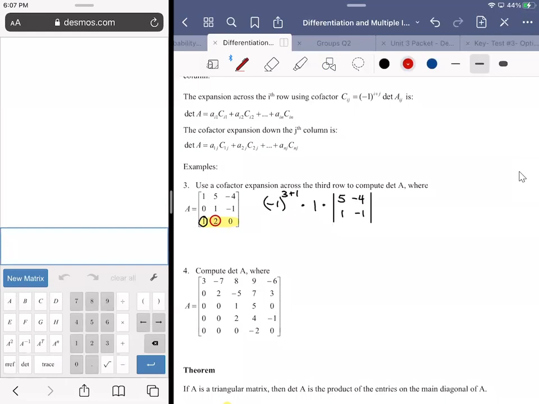The next entry is a sum. Let me get a different color here to represent the sum. The sum is going to be related to -1 to the 3 plus 2, row 3, column 2, multiplied by the entry in row 3, column 2, multiplied by the determinant of the 2 by 2 square matrix that remains after I get rid of the row and column that contains the 2. Right? So if I do that, it looks like 1, -4, 0, -1.